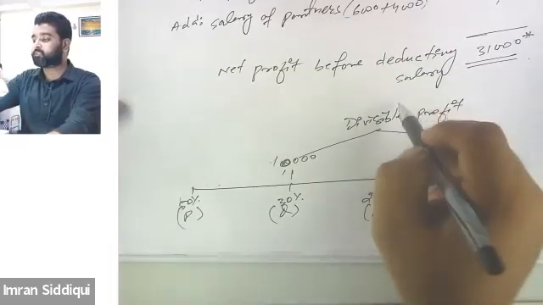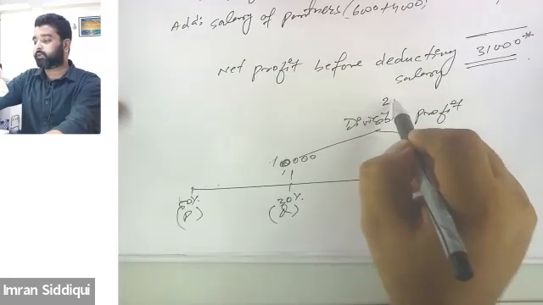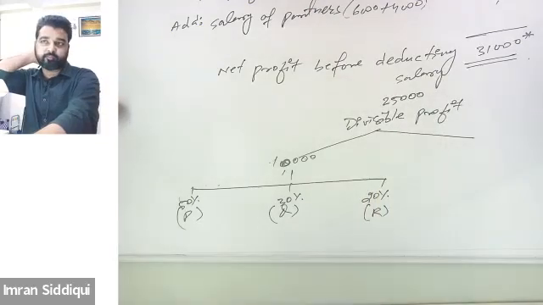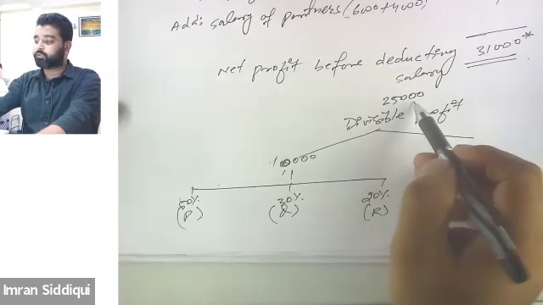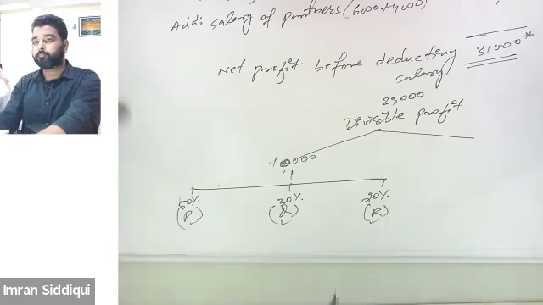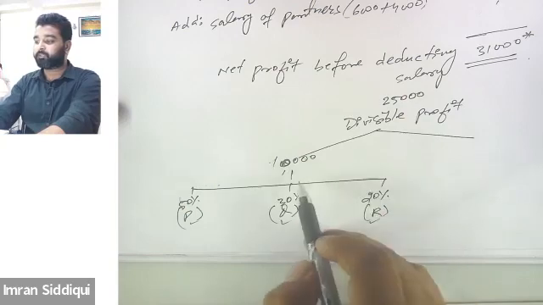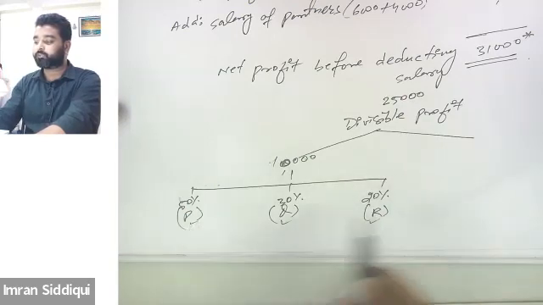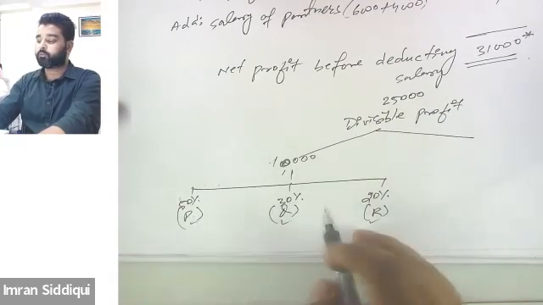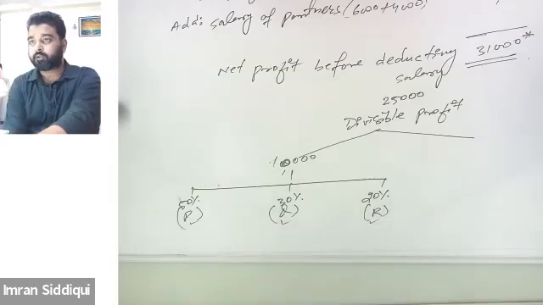Let's suppose the divisible profit is 20,000 or 25,000. For the time being, let's assume that the divisible profit is 25,000. So out of 25,000, 10,000 will be divided among P, Q, and R in the ratio of 50%, 30%, 20%. 50% of the 10,000 will be taken by P, 30% will be taken by Q, and the remaining 20% will be taken by R.